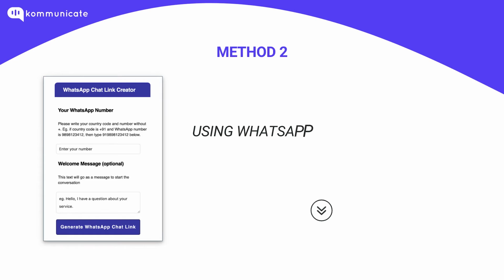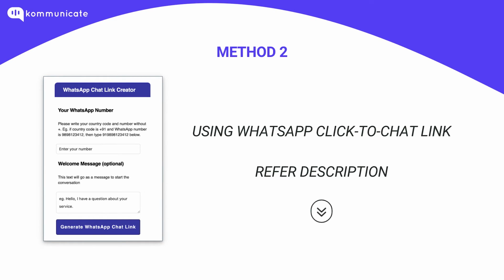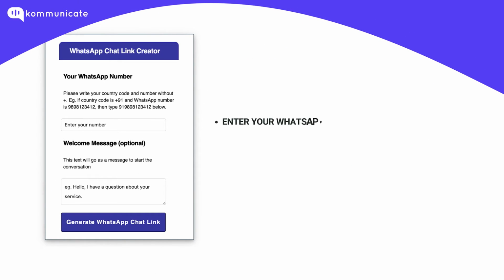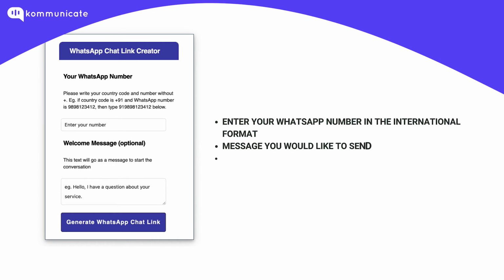We also have another option where you can directly create a WhatsApp link using our WhatsApp link generator. Let's see how this is done. The link to this generator is also mentioned in the description. This is not difficult at all. All you need to do is enter your WhatsApp number in the international format, then the message you would like to send, and hit the generate button.